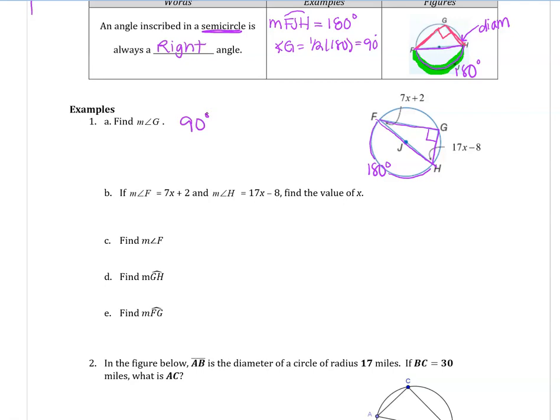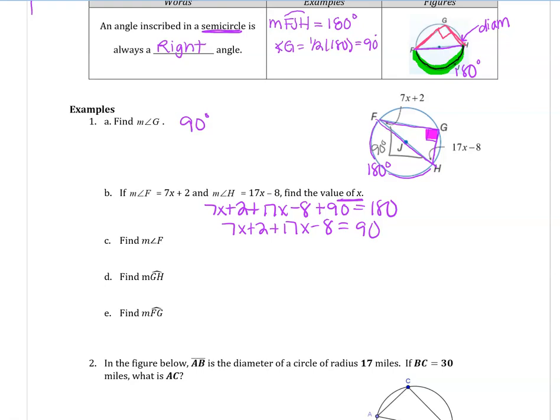Now, if I want to find the value of x in this picture, I know the sum of the interior angles of a triangle is 180. So I could do 7x plus 2 plus 17x minus 8 plus 90 equals 180. Or some of you may jump to this step right away: if 90 degrees is accounted for right here, then these two angles must sum to 90, because 90 and 90 makes 180. Whatever you want to do, it doesn't really matter.